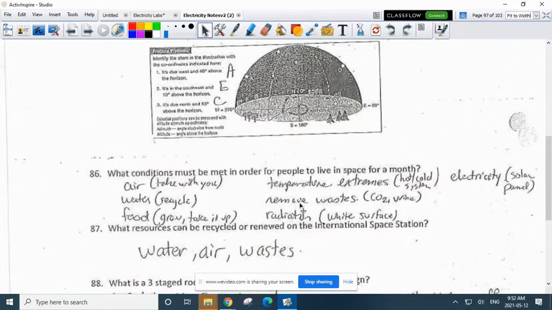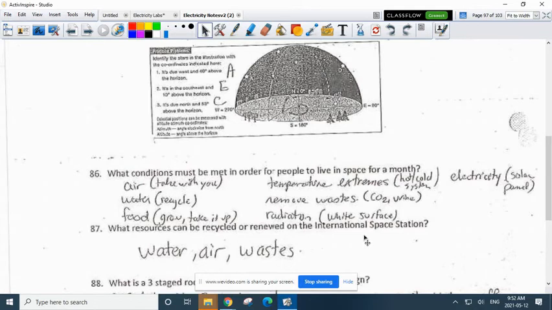You need to have a way to remove waste, carbon dioxide. Urine, actually now they recycle the water. And then what do they do with the solid waste and the liquid waste? They actually store it into these capsules, and they release it, and the capsule burns up upon reentry. I believe that's the way that they do it right now. Radiation. To prevent radiation from coming in, you need a white or a gold surface that reflects the radiation away.